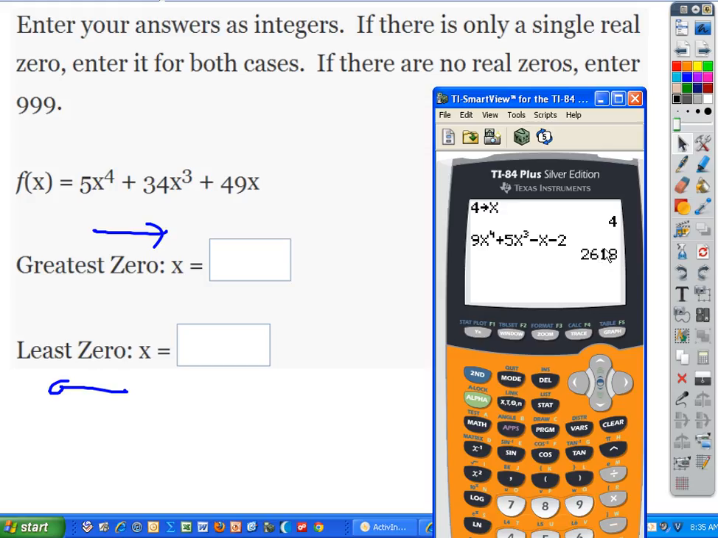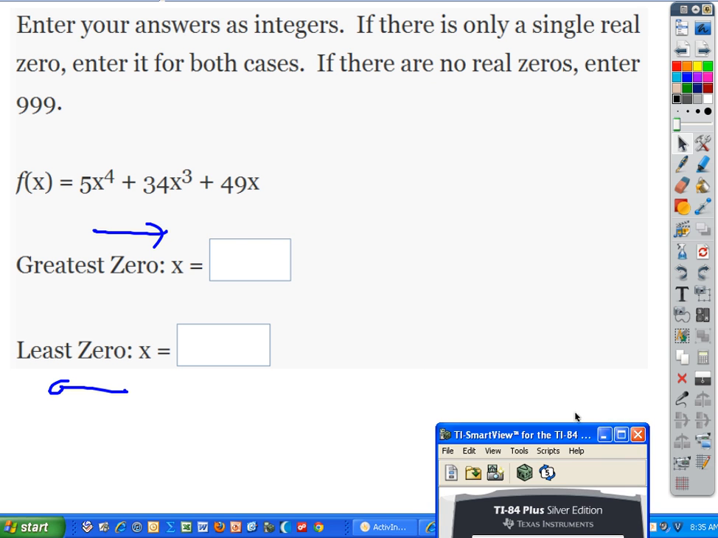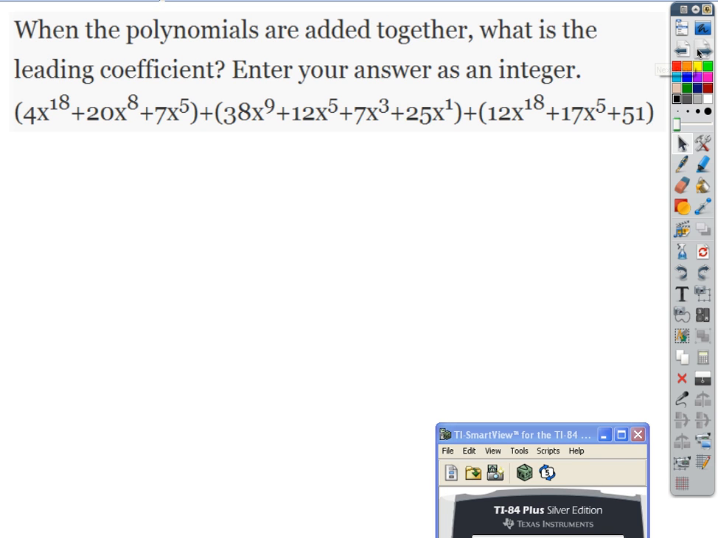Well, it looks like the biggest power of x is x to the 18th, right? And it looks like I've got two of those. I've got one there and one there. When I add all these terms up, I'm going to get 4x to the 18th plus 12x to the 18th is 16x to the 18th plus small stuff. And all I care about is the leading coefficient, right? So the leading coefficient then would just be 16. Okay?